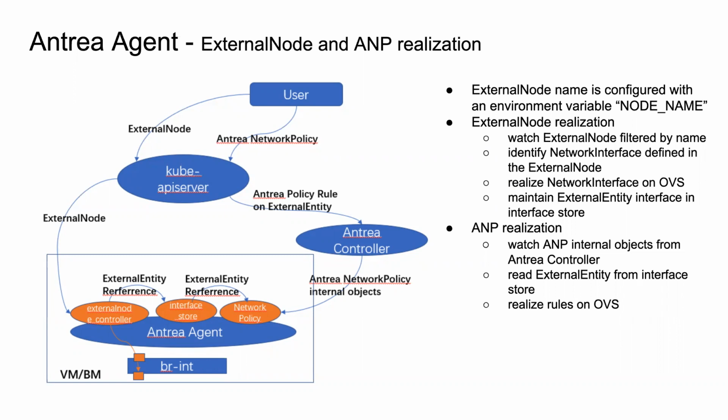OS. For the details about how the agent realizes the network interface on OS, I will use the next page to introduce. And after the agent realizes the network interface on OS, it maintains a new external entity interface config in the interface store, which can be consumed by the internal policy.